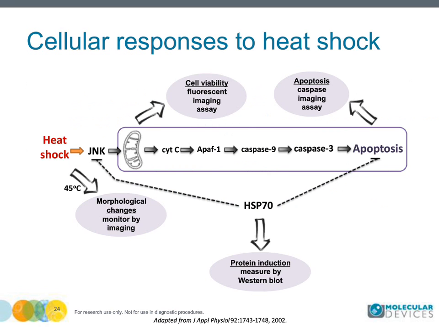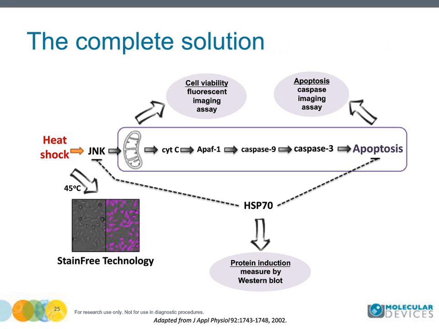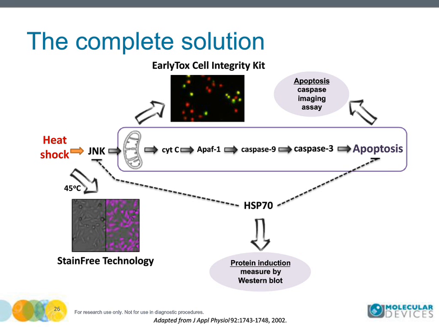Okay. So just to recap everything that I've shown you today, we've looked at cellular responses to heat shock, and we've looked at a number of different aspects of the pathway, including cell viability, apoptosis, protein induction, and also morphological changes. So we studied those morphological changes initially using the StainFree technology, where we were able to count cells without adding dyes. We looked at our cell viability using the Early Tox Cell Integrity Kit, where we could identify live and dead cells and determine the percent dead in each population.